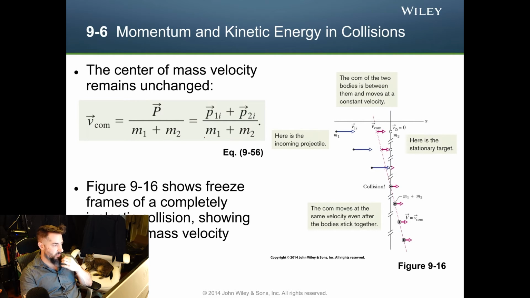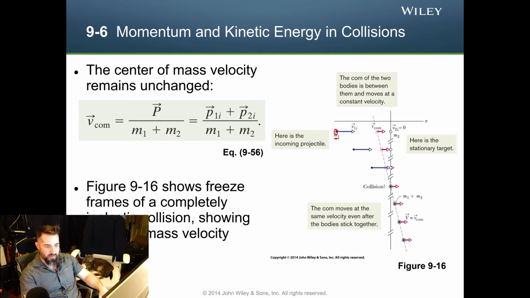Center of mass velocity remains unchanged. So what we're saying here, and this is a pretty good figure that they're using, you have mass 1 over here. It's just the black particle right there, which is then approaching the white particle, and they're figuring out where the center of mass currently is at this moment in time.